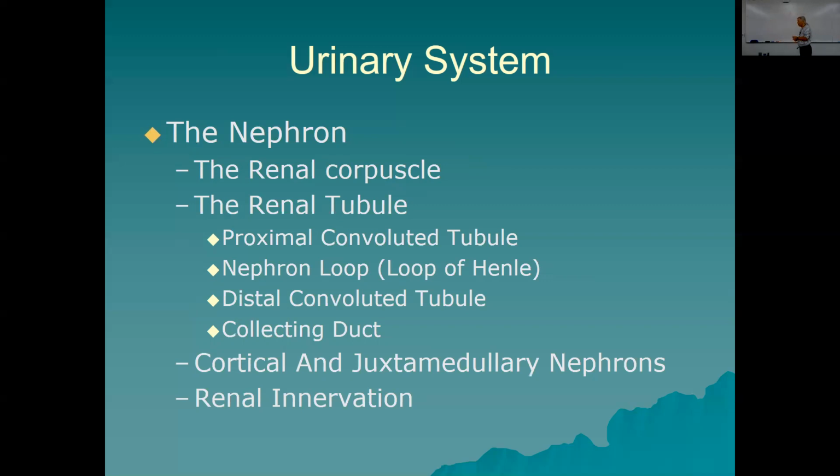And then there are two different types of nephrons, called cortical nephrons and juxtamedullary nephrons. Cortical nephrons, they're almost all in the cortex. Just a little bit goes into the medulla. Juxtamedullary ones have this loop of Henle, or renal loop, that goes deep within the medulla. And we've already talked about renal innervation. Innervated by sympathetic nervous system, that turns it down, and innervated by parasympathetic nervous system, and we don't know what that does.